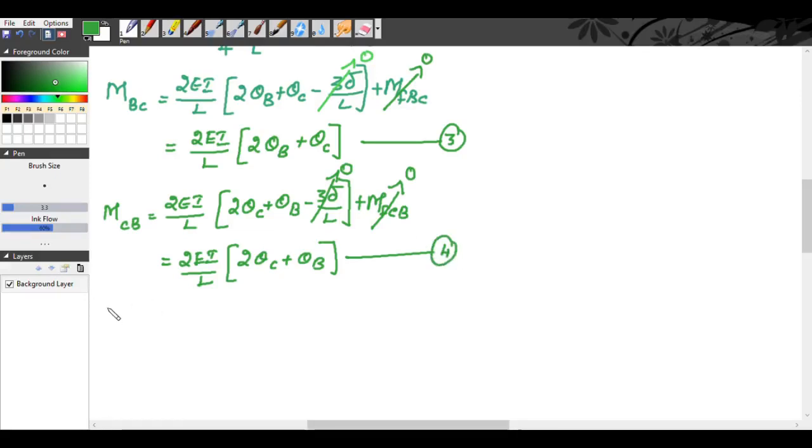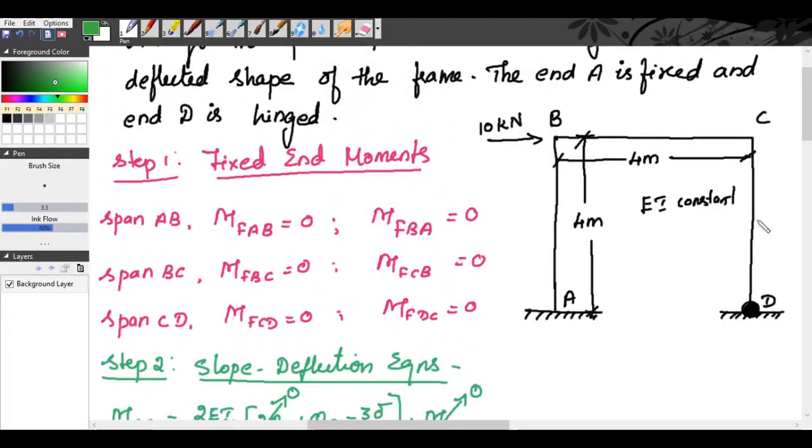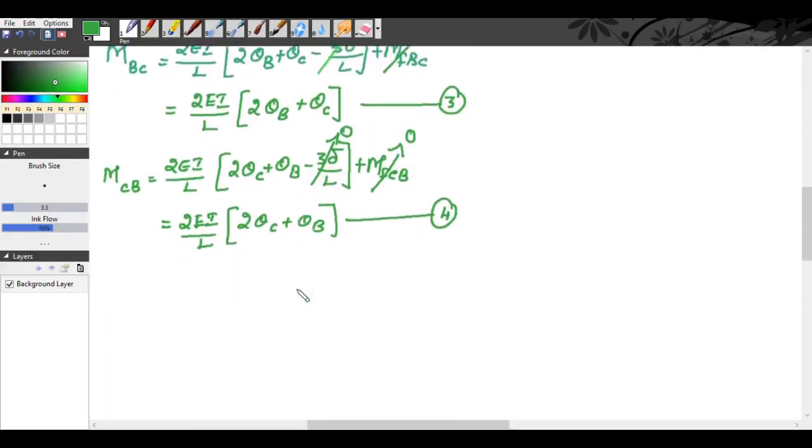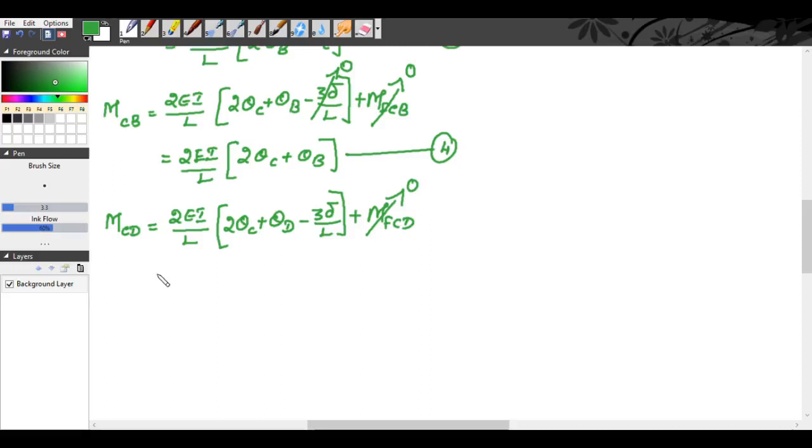Now we have the span. So AB is over, BC is over. We have the span CD. So for the span CD, MCD is equal to 2EI by L into 2 theta C plus theta D minus 3 delta by L plus M of CD. So here theta C not equal to 0, theta D not equal to 0 and delta not equal to 0. Only M of CD is equal to 0 because there is no external loading.